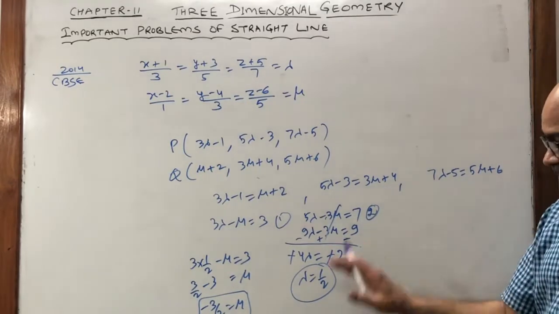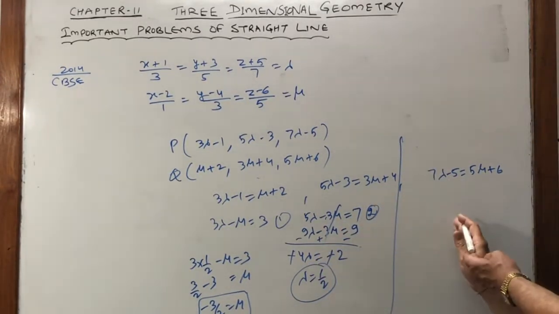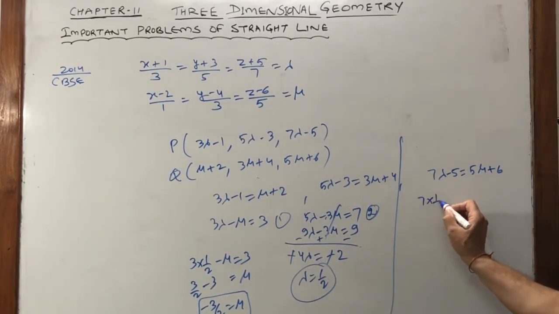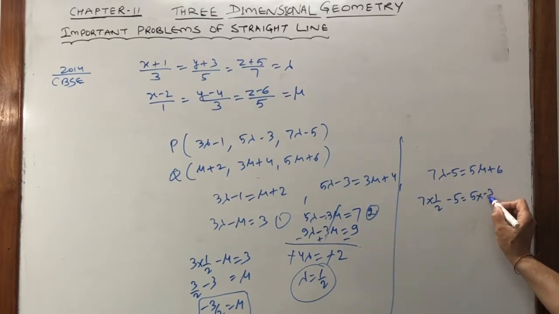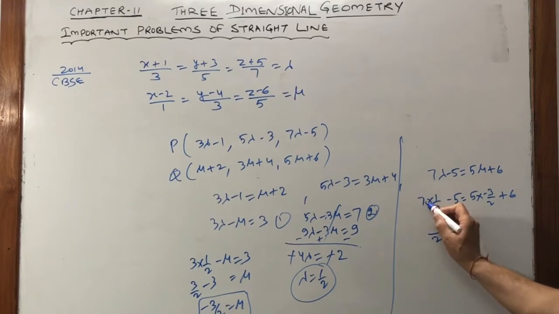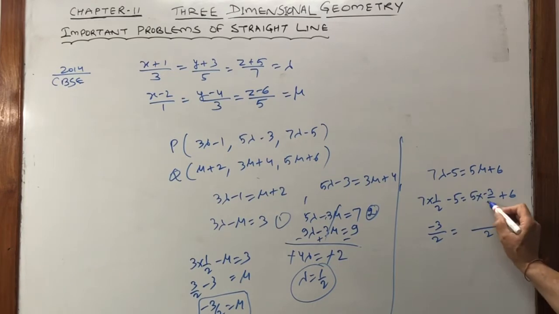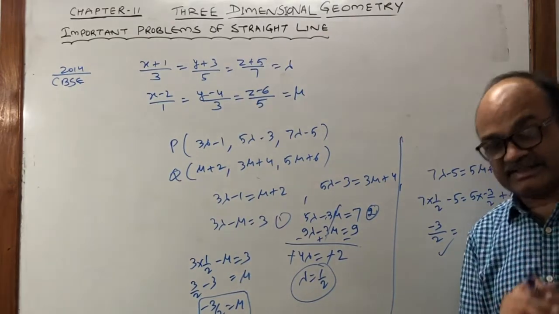Yes? Now when you know lambda and mu, and if it will satisfy the third, then it is proved. So here put lambda half and mu 3 by 2 minus, what we are getting, 2, 7 minus 10 minus 3, and here 2 minus 15 and 12 minus 3. Hence proved that they will intersect.